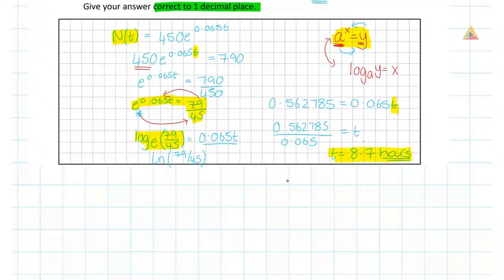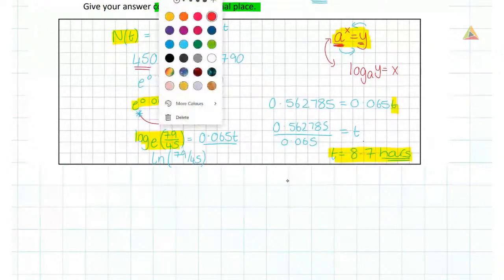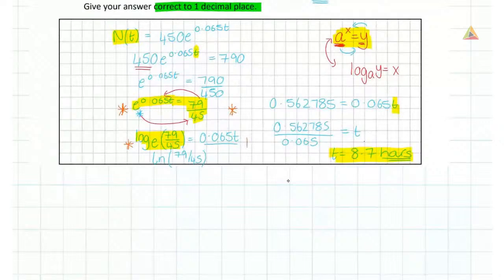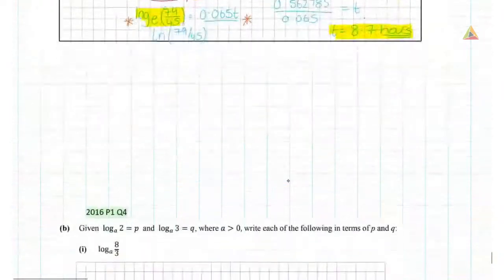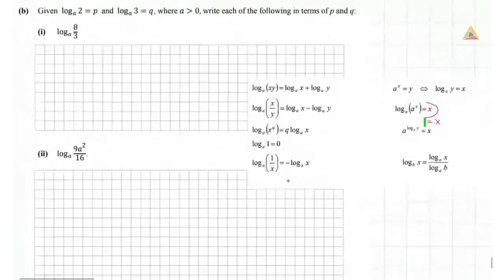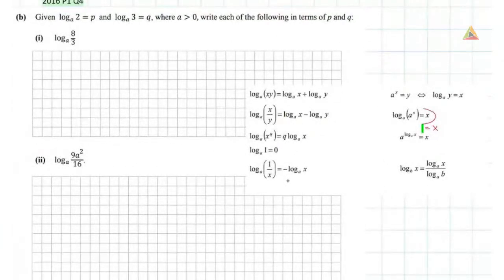Okay, so that's just us using our law of logs, or our rule for logs, to change from an index equation, which we had here, into a log equation, which we had down here, because they're exact opposite operators of each other. Okay, so next question we're going to have a look at very quickly, and this will give us a much better insight into our laws of logs from page 21 of our log tables. This is 2016, paper 1, question 4, part B.